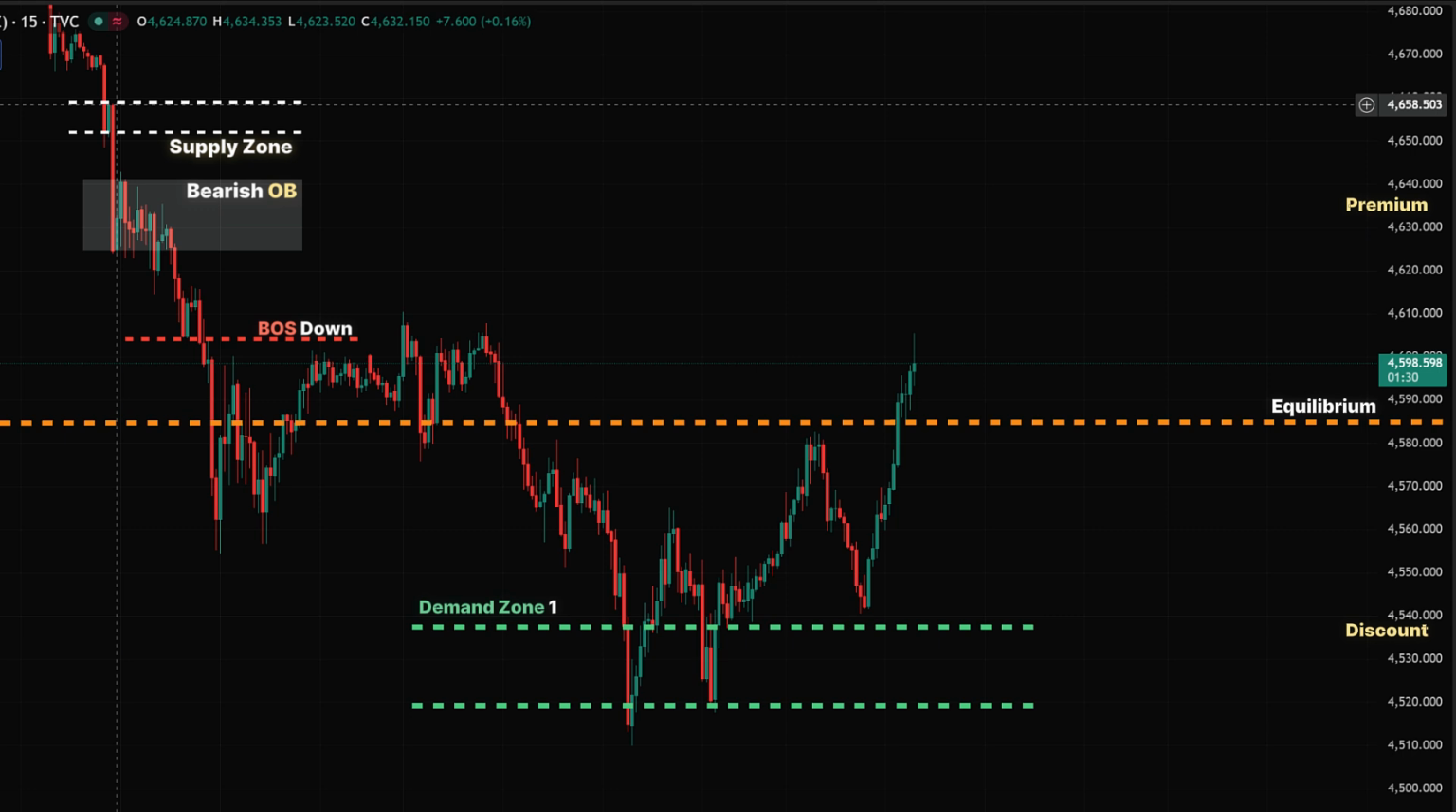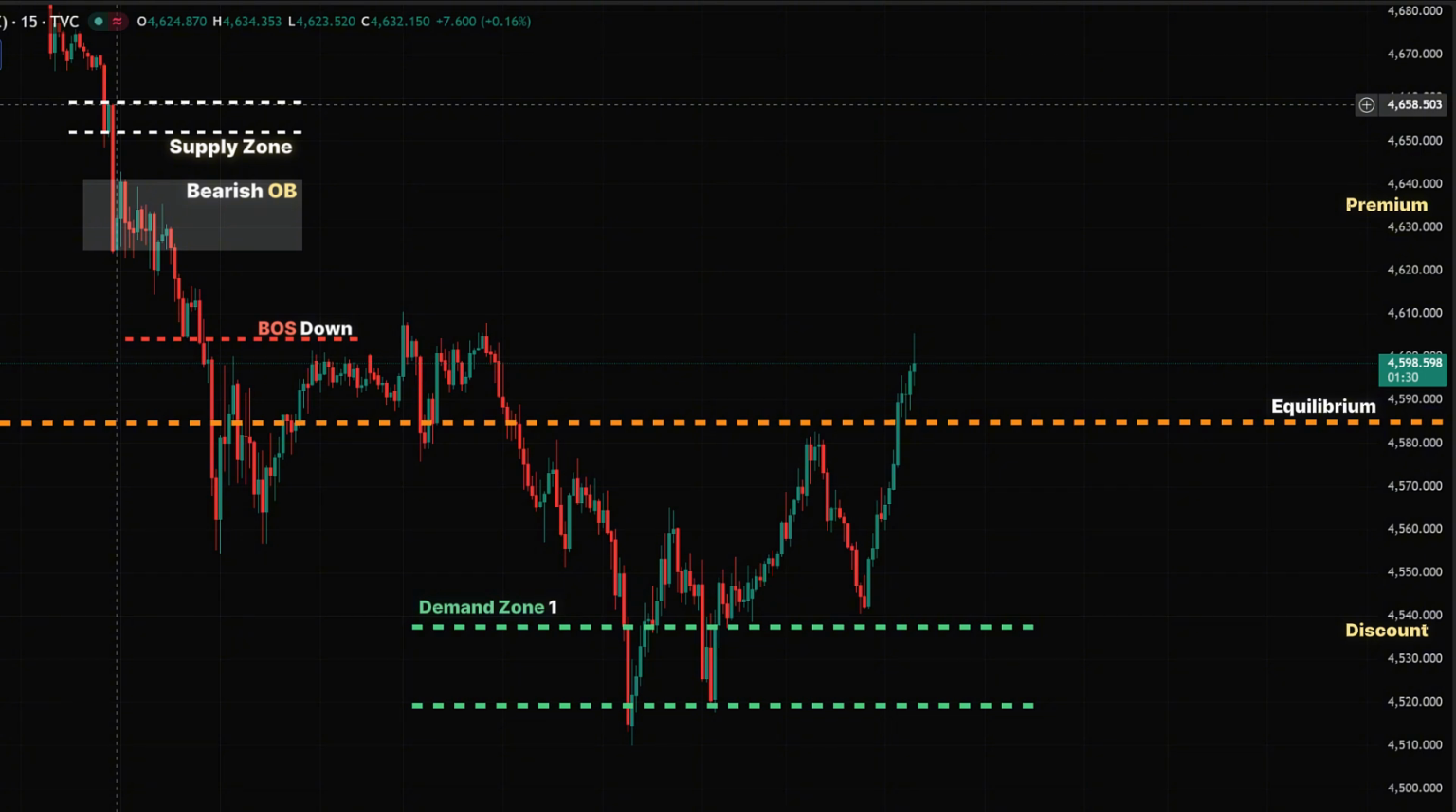The orange line around 45.85 is the equilibrium level, or the 50% level. This separates premium and discount. Above this level, price is relatively expensive. Below this level, price is relatively cheap. So once gold drops below 45.85 and into the demand zones, we know price has entered a potential buy area. But we still need confirmation before assuming a reversal.